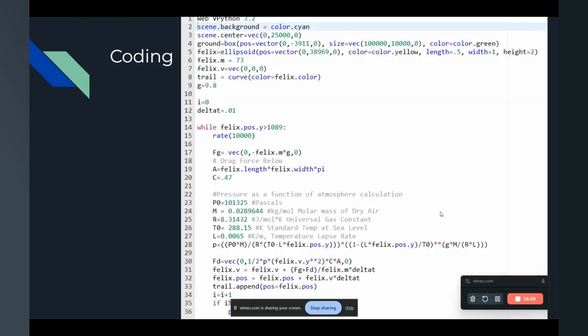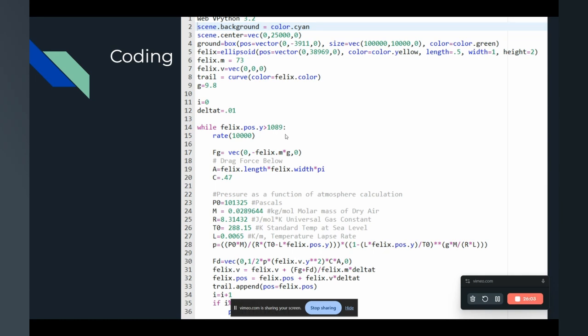So here's the coding. I set the scene at first to make a little ground. That's what that box is. I programmed the ellipsoid, his mass, his velocity. I create a little curve to follow him. I set the rate really high because it would take a long time if I didn't.